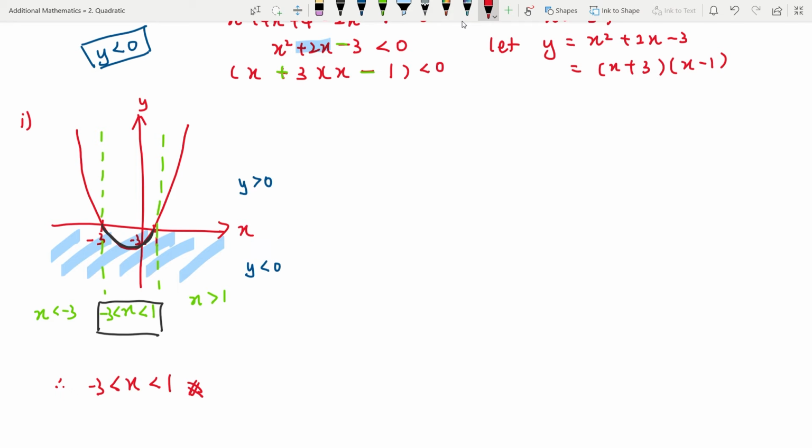For the second method, number line method, we draw a number line, which is the x-axis, and our x-intercepts are -3 and 1. Same thing, we divide the number line into 3 sections.